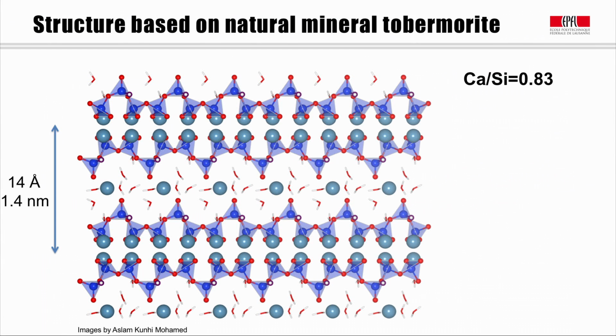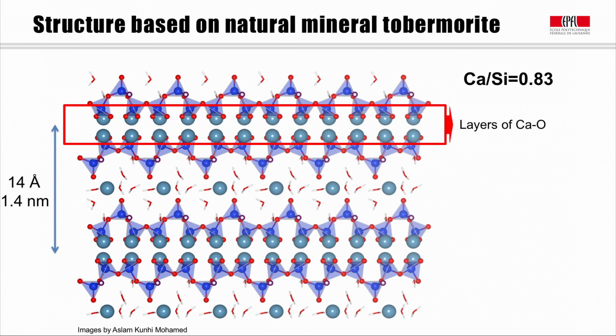For a long time, it's been realized that CSH is related to the natural mineral tobermorite. Tobermorite is so called because it was found on the island of Tobermory, which is located off the coast of Scotland. And this is the crystal structure of tobermorite. It has a calcium to silicon ratio of 0.83. And the main characteristics of this crystal structure are the following.